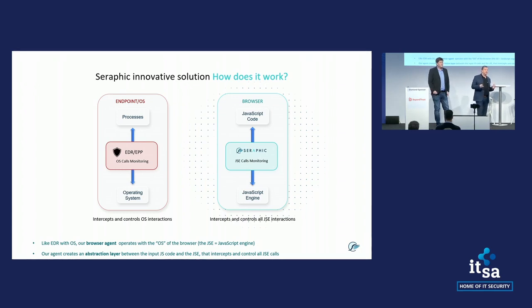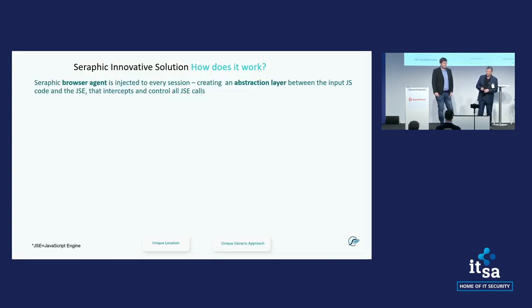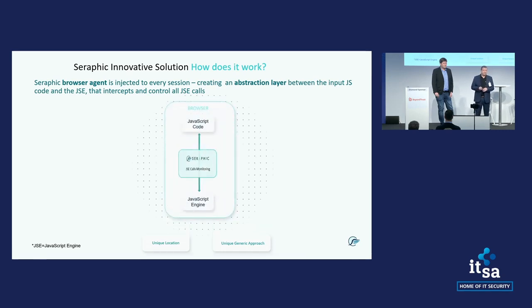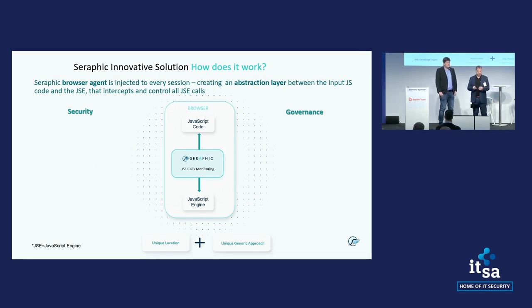So think about Seraphic in general as a sort of EDR, but for your browsers. Similar to EDR, we sit on the application level. Similar to EDR, we see all the processes that are running in the background. Now, what we can give you is basically 2 things, security and governance. Because of our unique location in the heart of the browser, and because of the unique generic approach by Seraphic, the concept behind Seraphic is called moving target defense, MTD, or chaotic target defense, which is our patent. We don't require any updates or any databases.